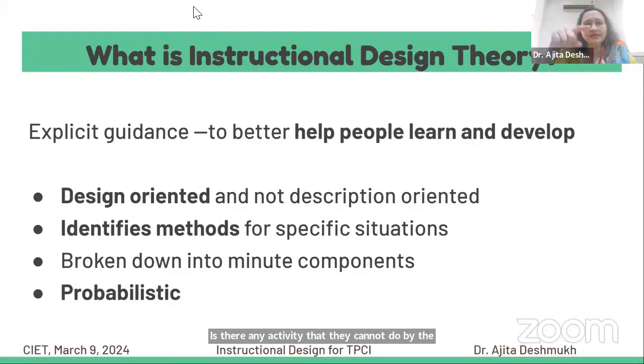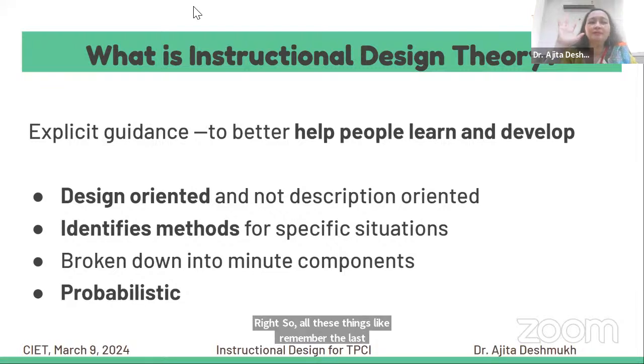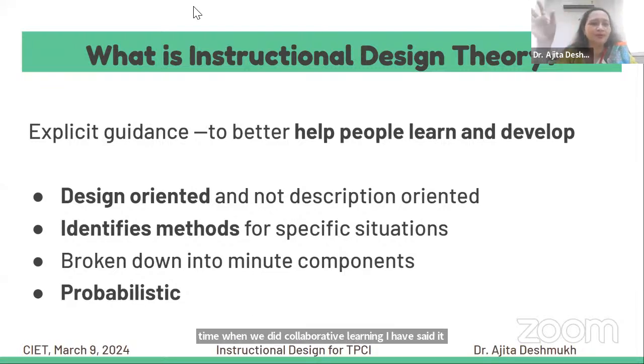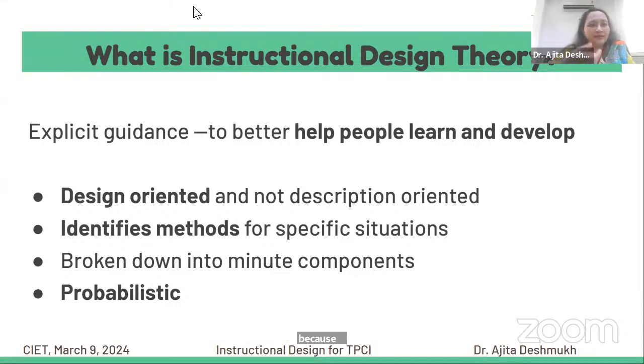So all these things. Remember the last time when we did collaborative learning, I had said it will be better if you have a desktop or a laptop, because I am going to give you tools. According to those tools you will have to open different tabs, and you will not be able to do that as well from a mobile. So I have to consider that either I inform you beforehand, or I'll have to choose 2 to 3 different tools which you should be able to use on different devices. So this just enhances the probability.